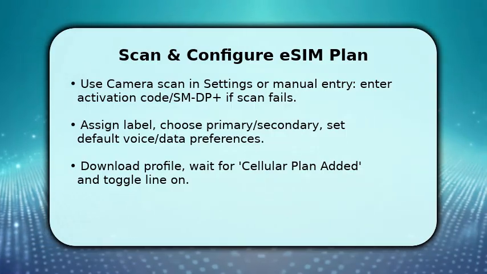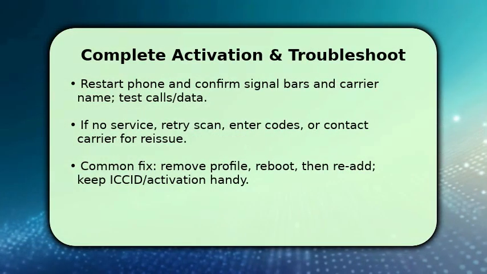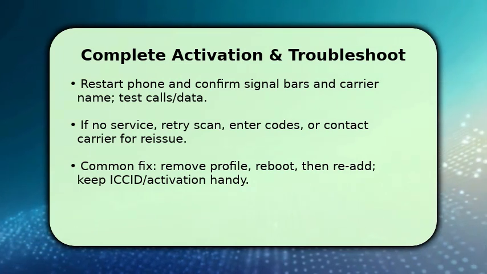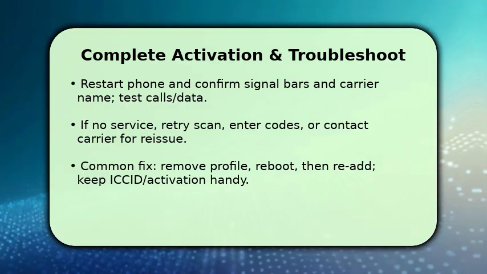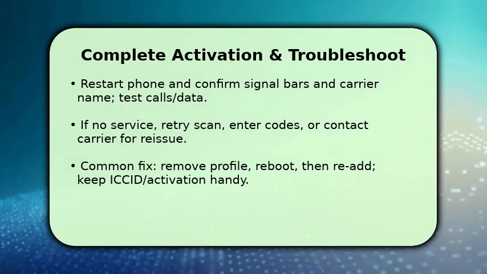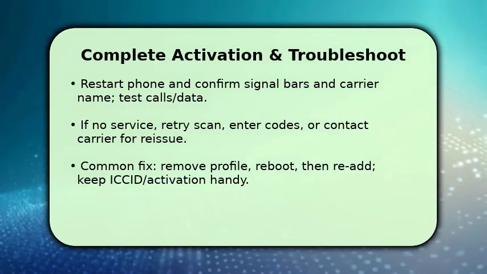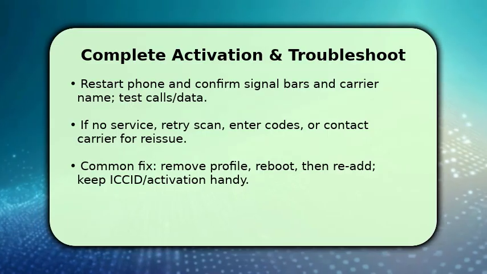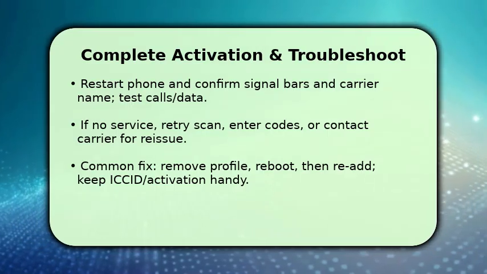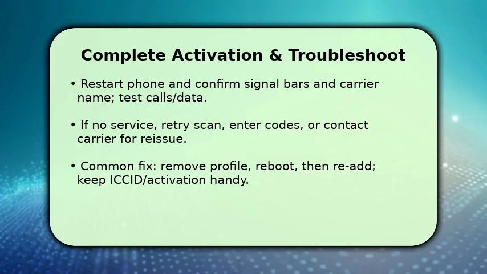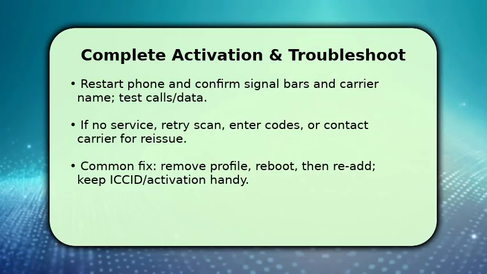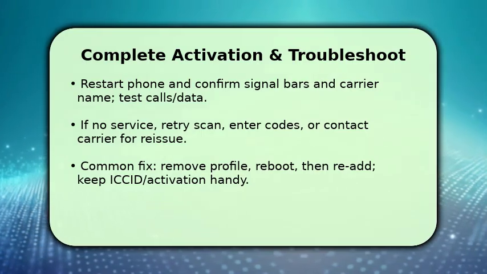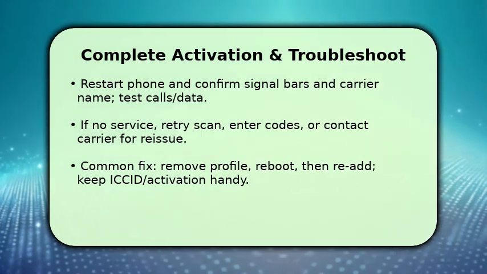To finish, restart your device and check for signal bars and the carrier name, then make a test call and load a web page. If service doesn't appear, make sure the plan is enabled in cellular settings, then retry scanning or manual entry. Once done, contact your carrier if activation still fails, ask them to reissue the QR or confirm the SM-DP+ details. A key troubleshooting tip: remove the eSIM profile, reboot, and re-add it while keeping the ICCID.